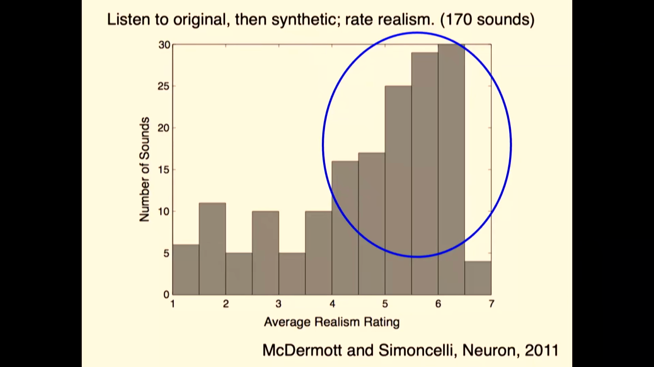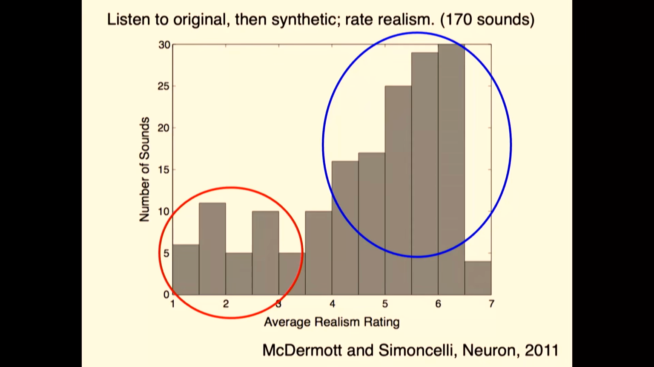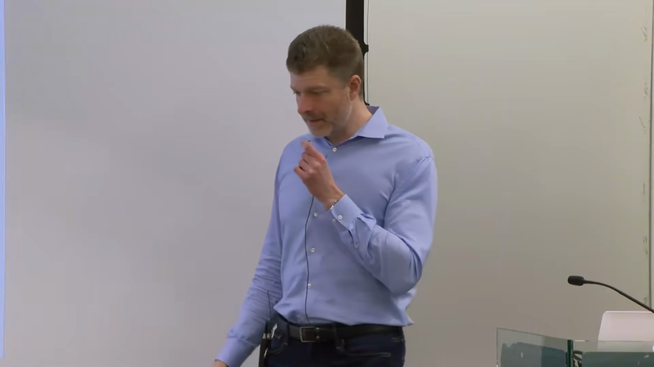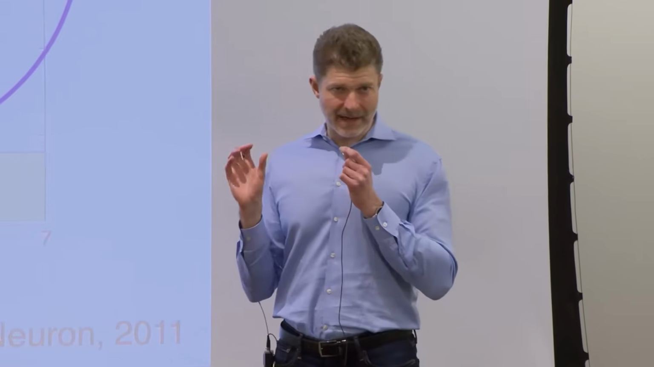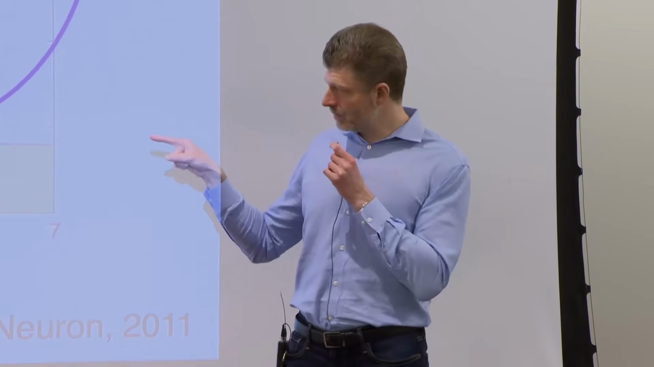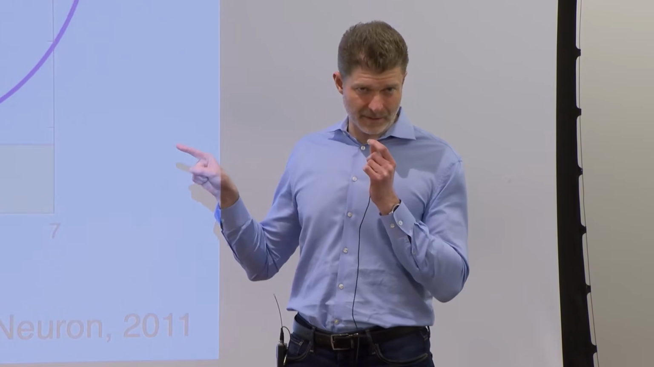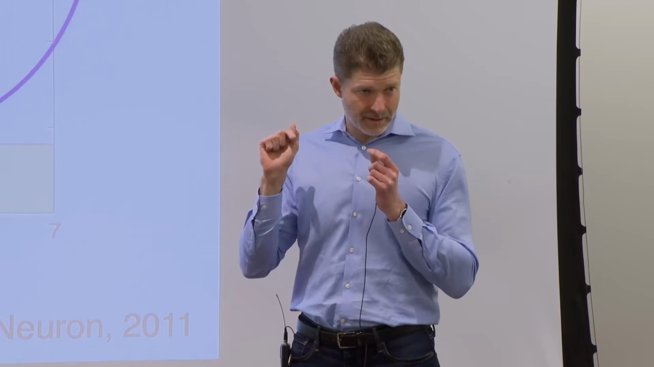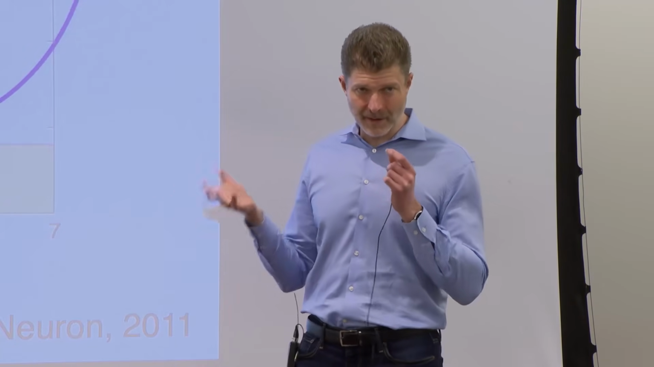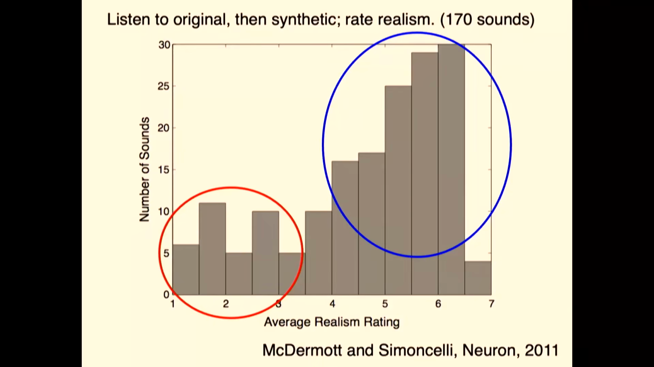There are two things to take away from this. The first is that there's a big bump up here at the top. That's encouraging because it means that for a lot of sounds, people are saying that the synthesis is fairly realistic. But the second thing is that there's this tail down here. This is quite interesting because these are cases where, despite the fact that we have matched these sounds along this big set of statistics, people are saying that they don't sound anything like the original. So it means that our brain is measuring something that the model is not. And these failures always give us interesting clues for how we can make our theories better.